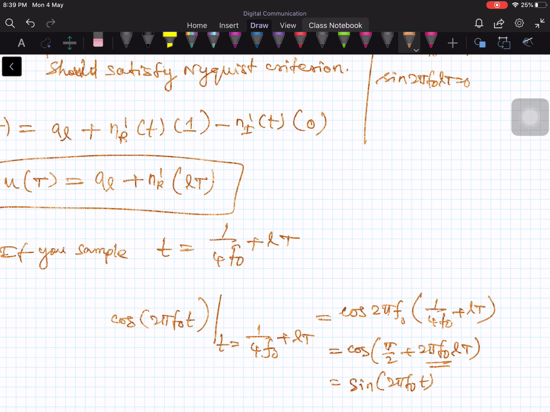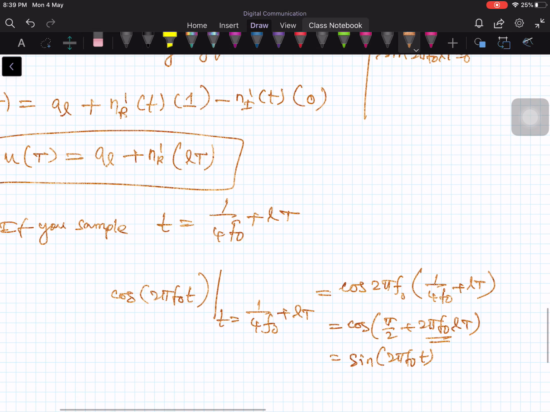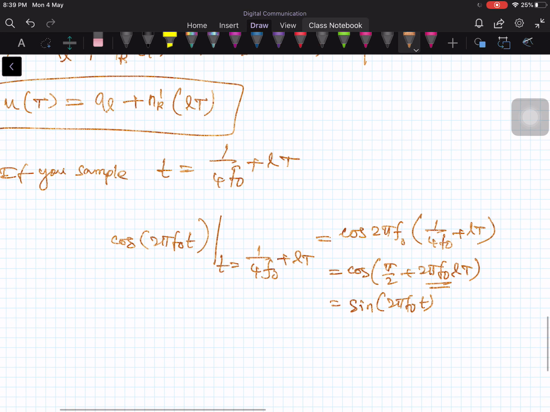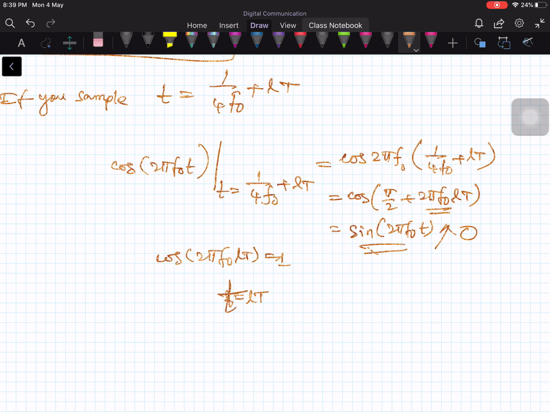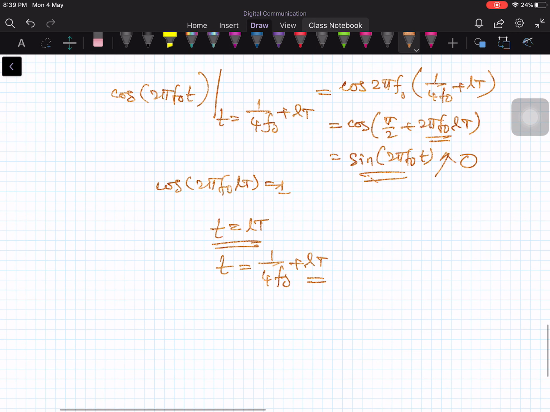So cos of pi by 2 plus some theta is going to be sine of theta. If you choose the t value in such a way, then it is going to be sine of 2 pi f naught LT, which is essentially 0. When you design cos of 2 pi f naught LT equal to 1, then instead of sampling at t equal to LT, if you sample at t equal to 1 by 4 f naught plus LT, then you will get 0 output, because the cos term will become 0, the first term will be 0, the second term will be 0, so nothing will now come out of the filter.